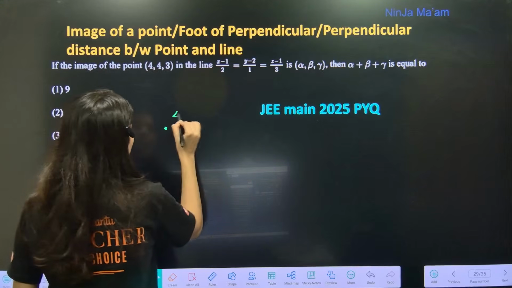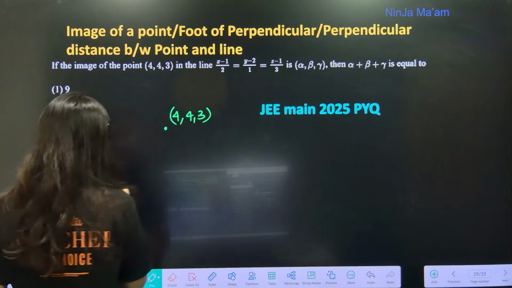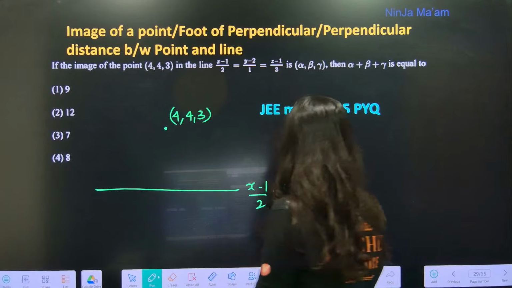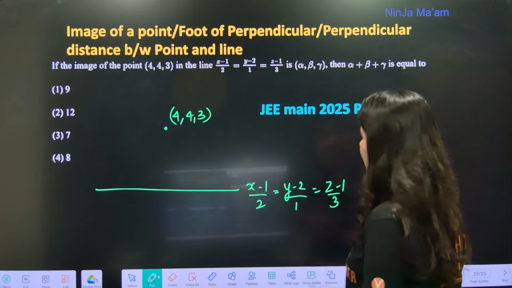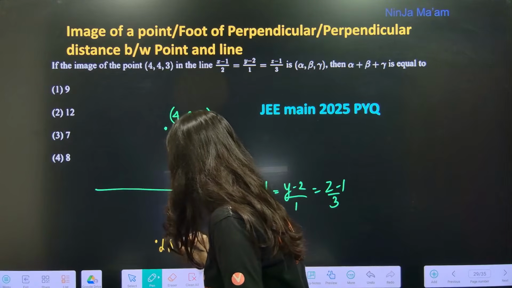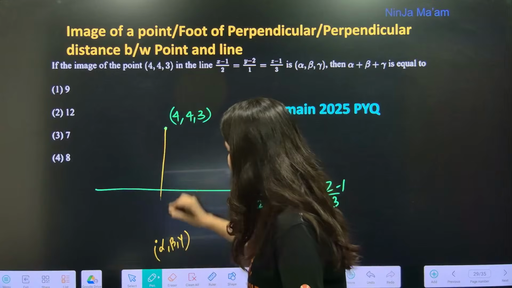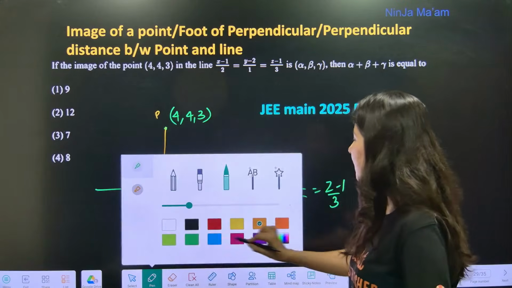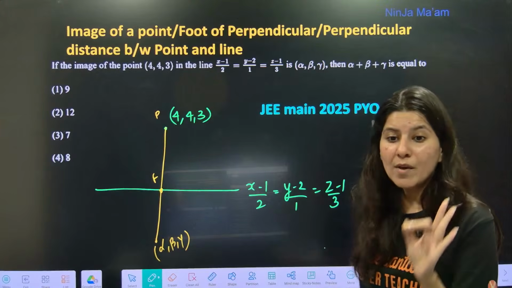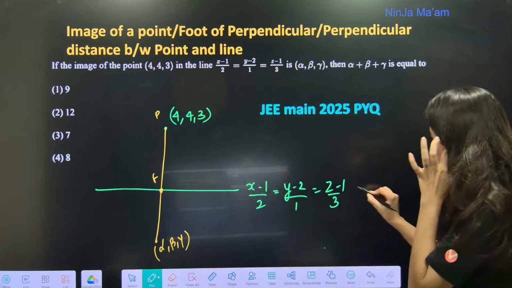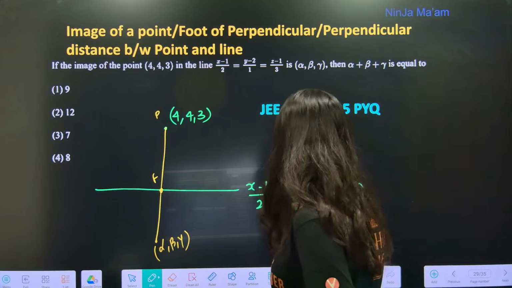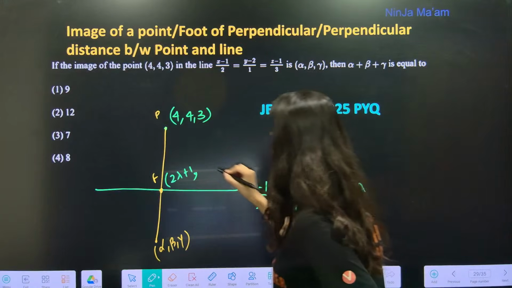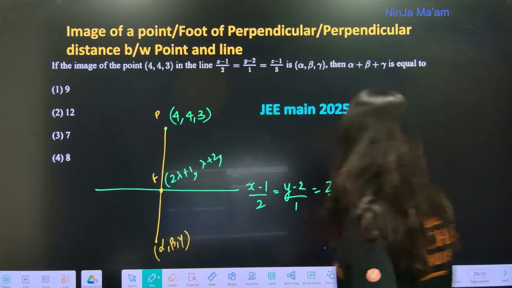You have a point (4, 4, 3). You have a line, which is (x minus 1) upon 2, (y minus 2) upon 1, (z minus 2) by 3. And the image they are telling you is alpha, beta, gamma. This is your P point, this is your F. So very first step, assume F in terms of lambda. F is (2 lambda plus 1, lambda plus 2, 3 lambda plus 2).